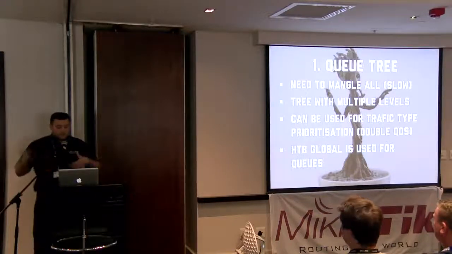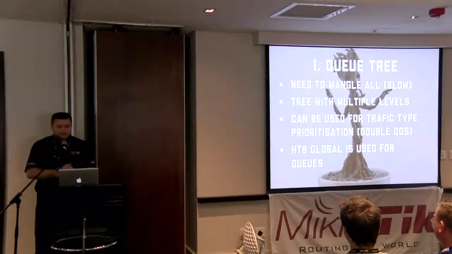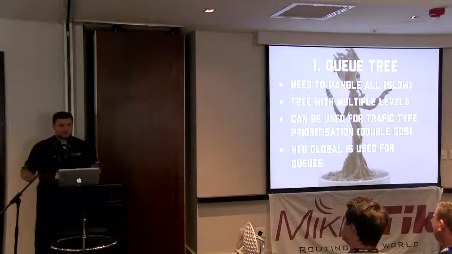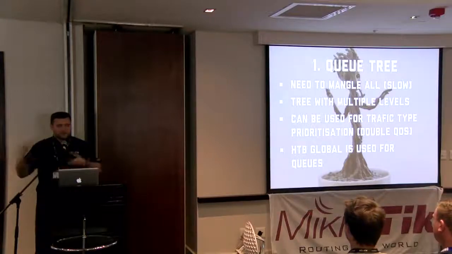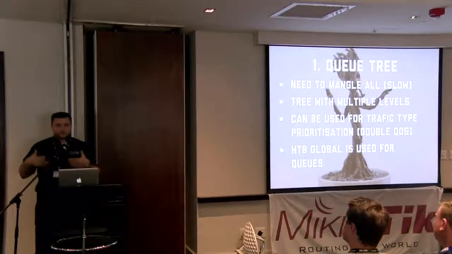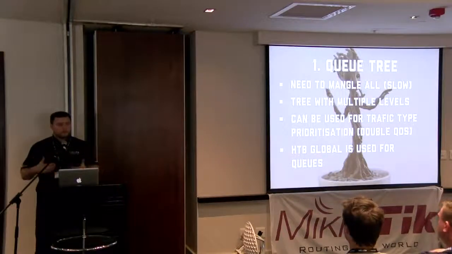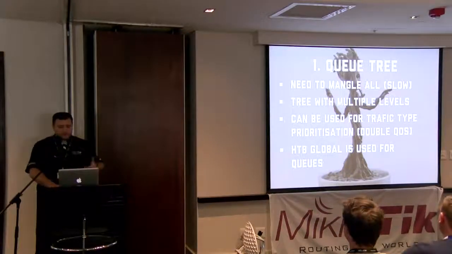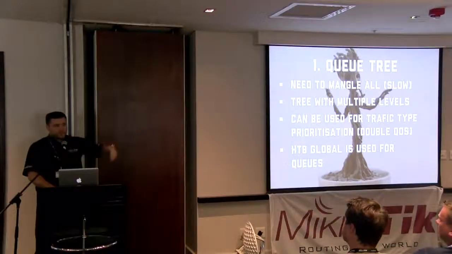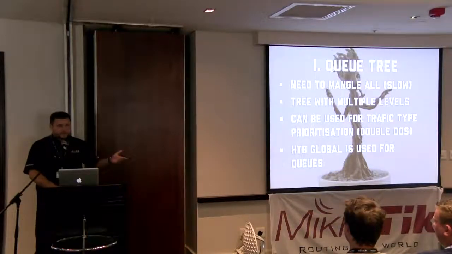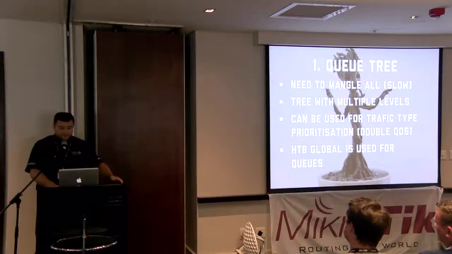I can build the trees with multiple levels, and I can use this type of queue for priority of the traffic or provide a double clause, for example. But it's not good in Cloud Core. Everyone is using Cloud Core now, so everyone can buy the Cloud Core, install it, and use. So if you build the queues with Q3, it will not work well because of the mangles, because too many mangles we have to process, and it will simply die.